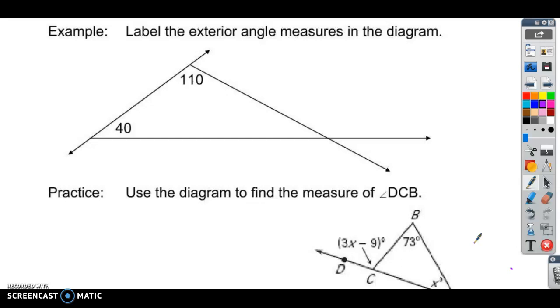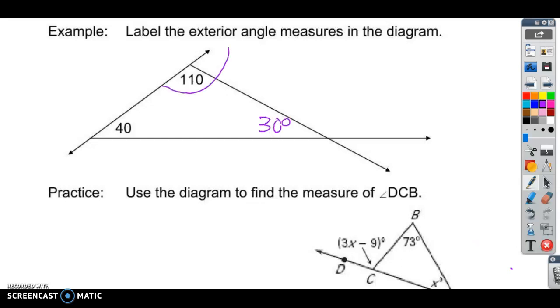Label the exterior angle measures in the diagram. So we're just going to label all the angles we possibly can here, okay? So in this case, we know the sum of all interior angles adds up to 180 degrees, right? So you'll take out your calculator and you do 180 minus 110 minus 40, and what you have left over is 30 degrees.